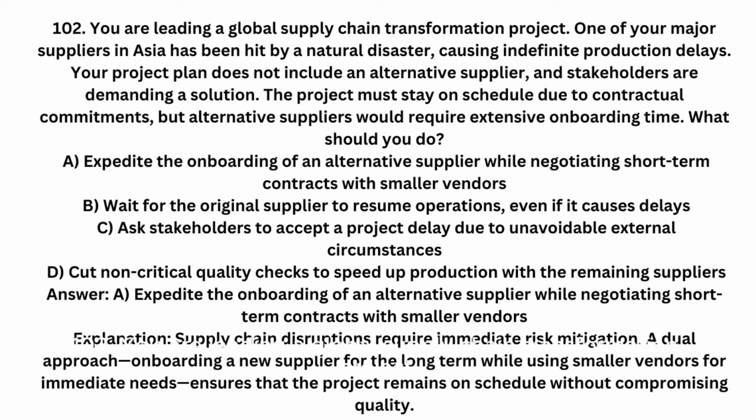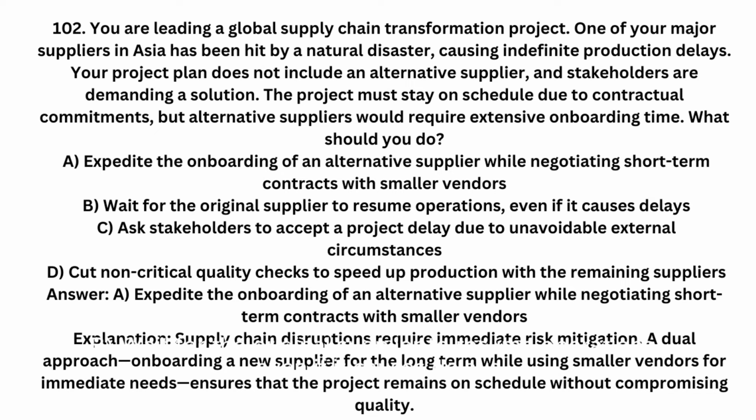102. You are leading a global supply chain transformation project. One of your major suppliers in Asia has been hit by a natural disaster, causing indefinite production delays. Your project plan does not include an alternative supplier, and stakeholders are demanding a solution. The project must stay on schedule due to contractual commitments, but alternative suppliers would require extensive onboarding time. What should you do? A. Expedite the onboarding of an alternative supplier while negotiating short-term contracts with smaller vendors.